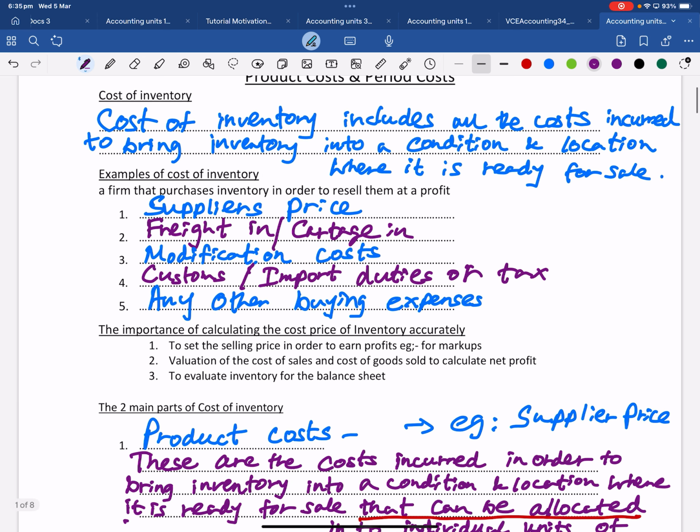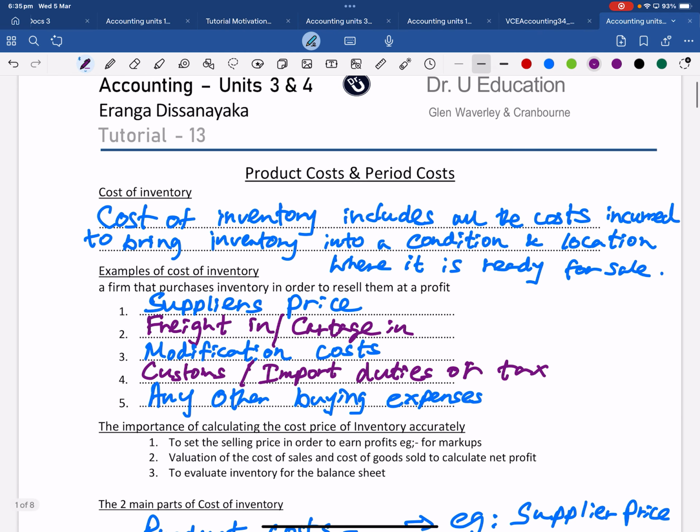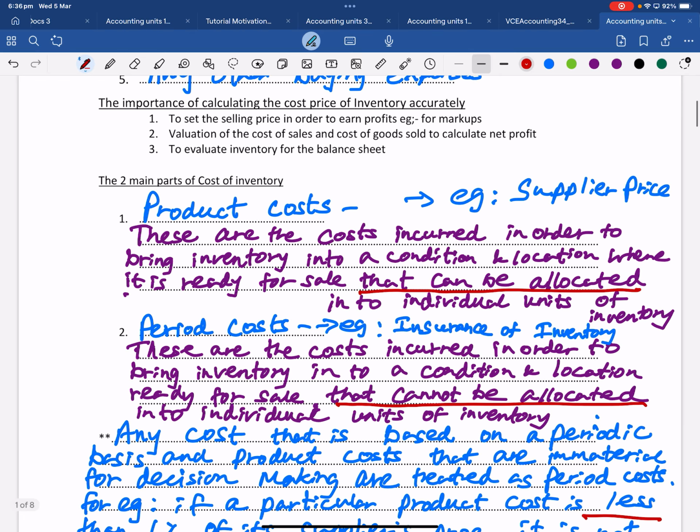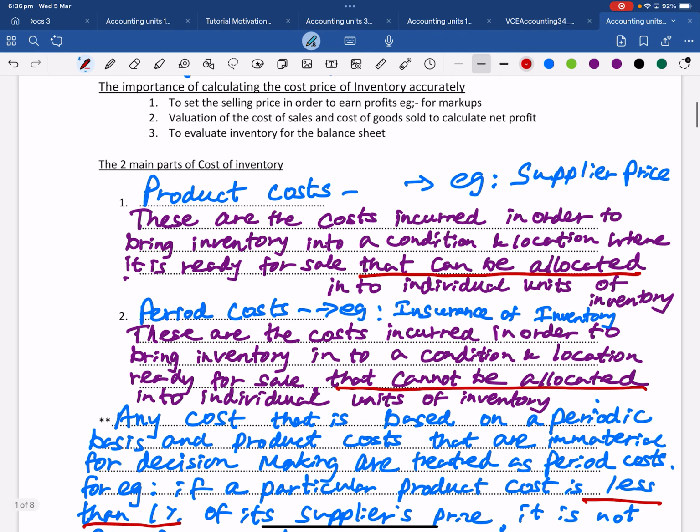Then, as I told you, we subdivide this cost of inventory into two parts. How many parts? This cost of inventory becomes two parts. One is product cost, the other one period cost. So those are our two costs, right? Product cost and the period cost. Now we'll see what we are going to do with the product cost, guys. Now product cost, definitely I can tell you, best example is supplier's price.